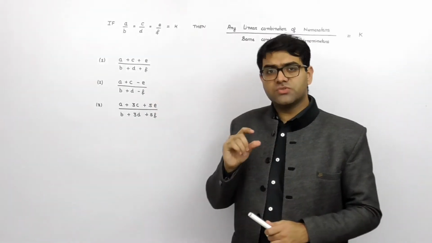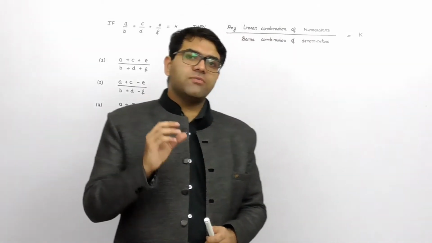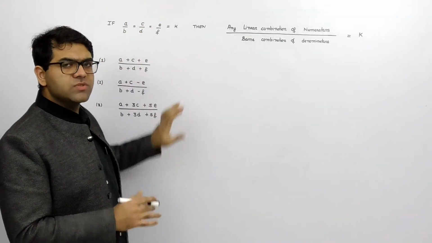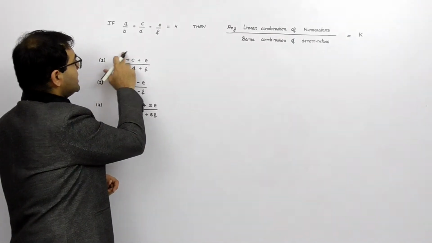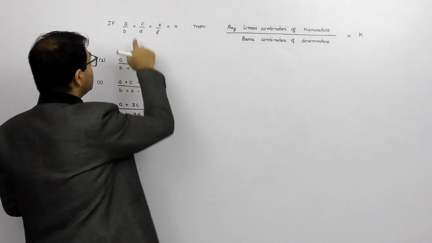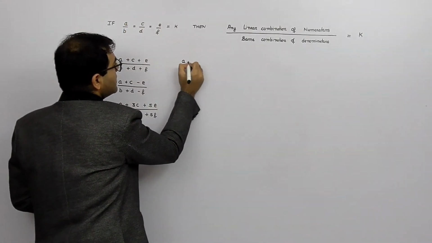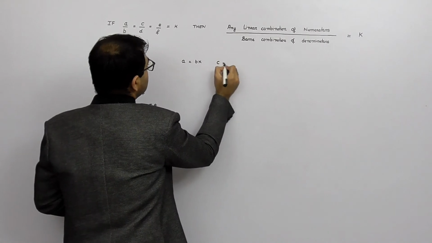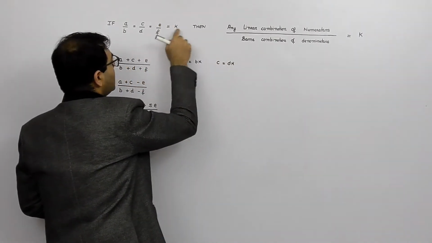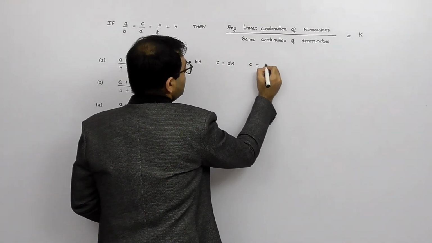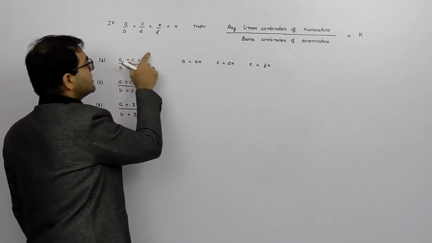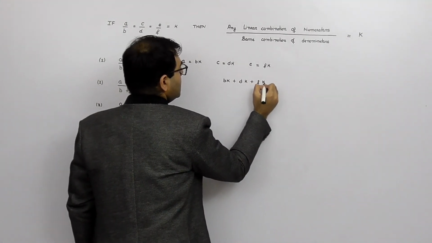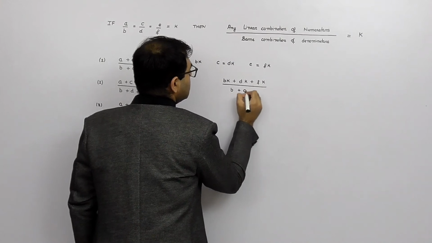In तीनों केसेस में जो रेशियोज का वैल्यू आता है वो K है. Probably what you would have done here was that since A by B was given to me as K, C by D was given to me as K, and E by F was given to me as K, you could have simply expressed your A, C, and E in terms of K. किस तरीके से? अगर A by B K है, तो I can directly say कि A की जगह B K के substitute किया जा सकता है. अगर C by D K है, तो I can directly say कि C की जगह D K के substitute किया जा सकता है. और अगर E by F K है, तो I can directly say E की जगह मैं F K substitute कर सकता हूँ. Now my numerator was A plus C plus E, so that becomes B K plus D K plus F K divided by B plus D plus F.